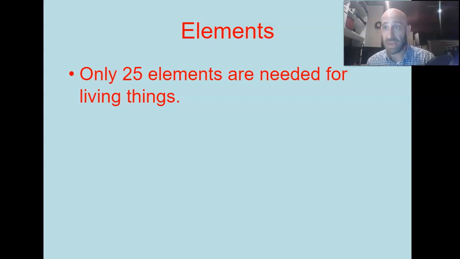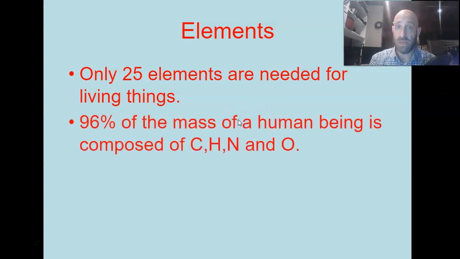Life, on the other hand, now this is where it gets even weirder. Only 25 elements are needed for life. So take that 90 and break it down even farther. For a living thing, we only need 25 ingredients to make a living thing. Now let's take it even farther.